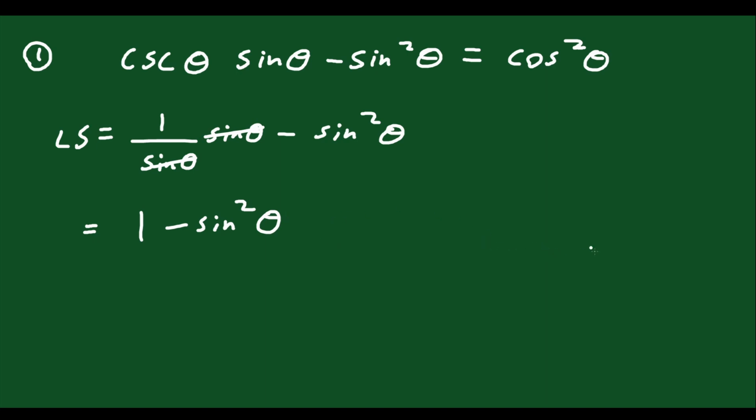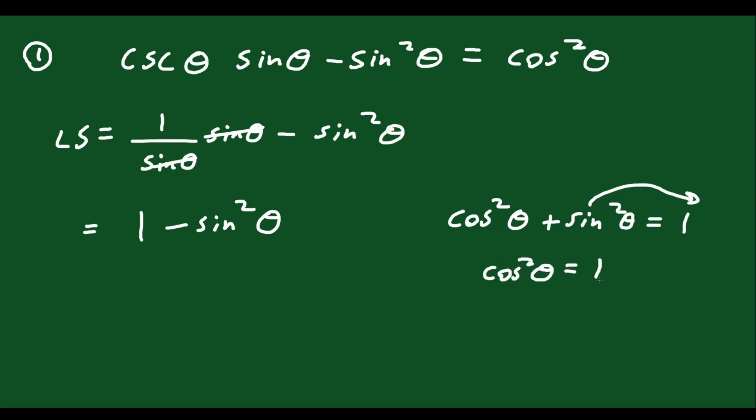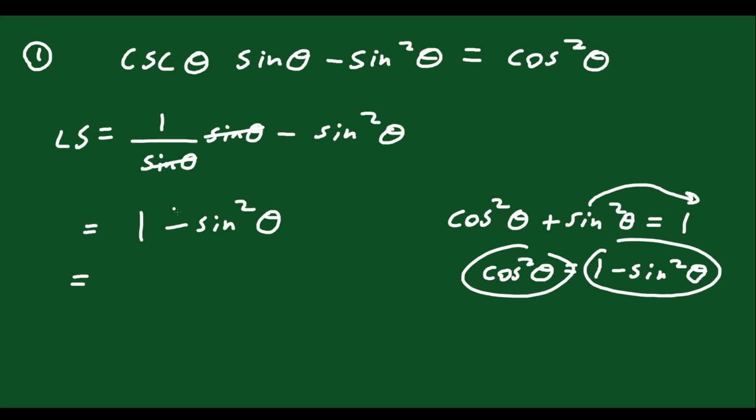Now, if you recall your Pythagorean identity, it says that cos squared theta plus sine squared theta is equal to 1. If you move the sine squared theta to the other side, it says that cos squared theta equals 1 minus sine squared theta. So based on this, 1 minus sine squared is equal to cos squared. I can swap this out for cos squared theta, and now it's the same as my right side. So I have successfully proven that my left side is equal to my right side. That's the end of my proof.